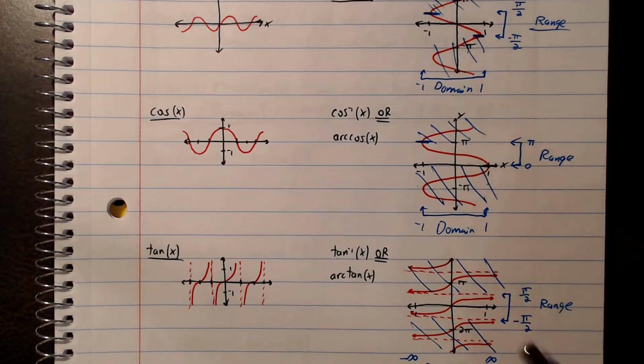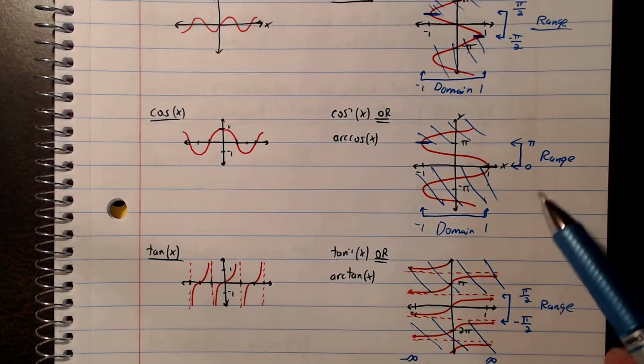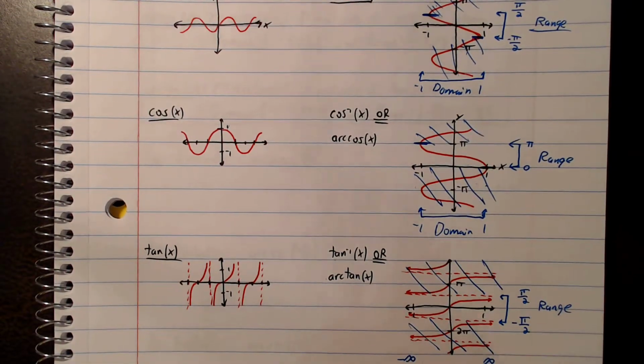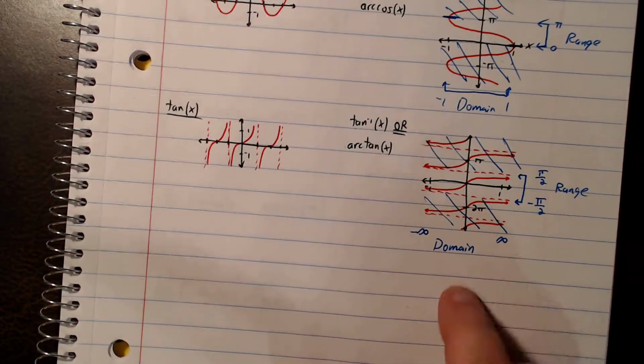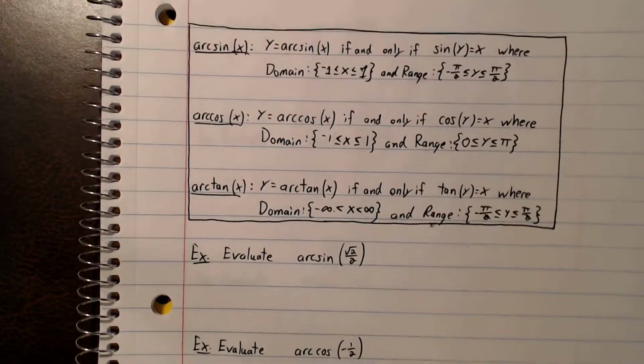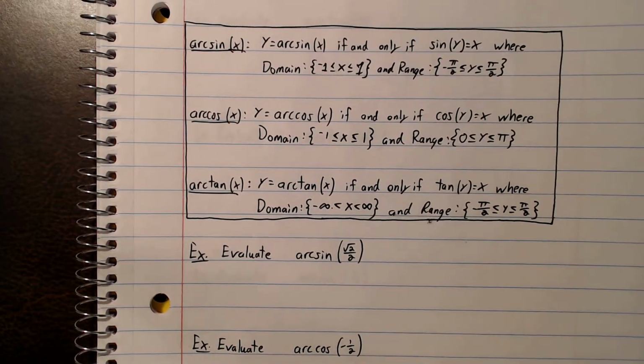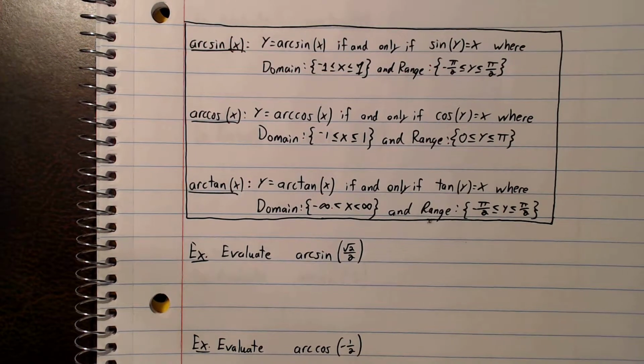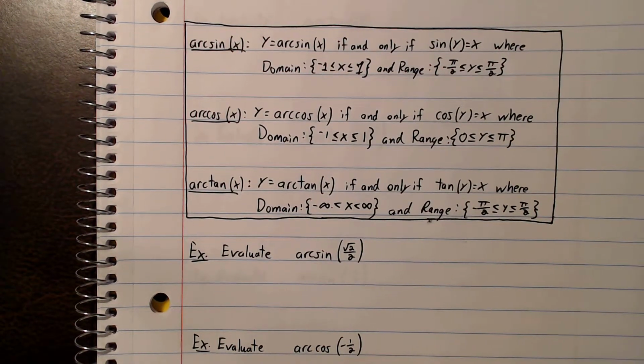So good news is range matches on sine and tangent. Cosine, we're working from 0 to pi. Domain, -1 to 1 for sine and cosine. Infinite domain for tangent. In fact, I have taken time to write those facts down. You should write these down too, in fact. I think this is most useful for this lesson. So take a second to copy those.